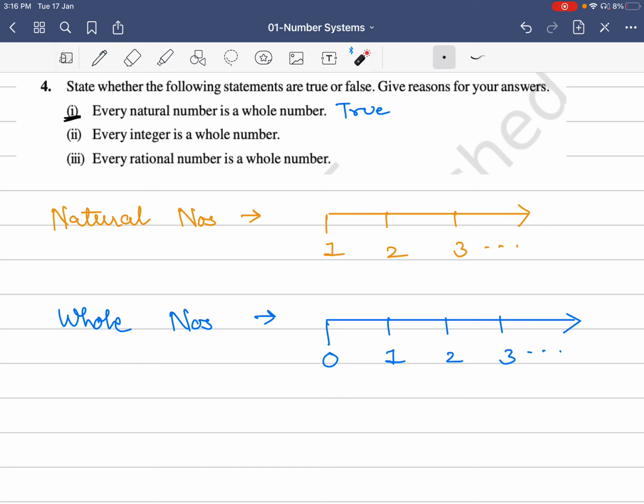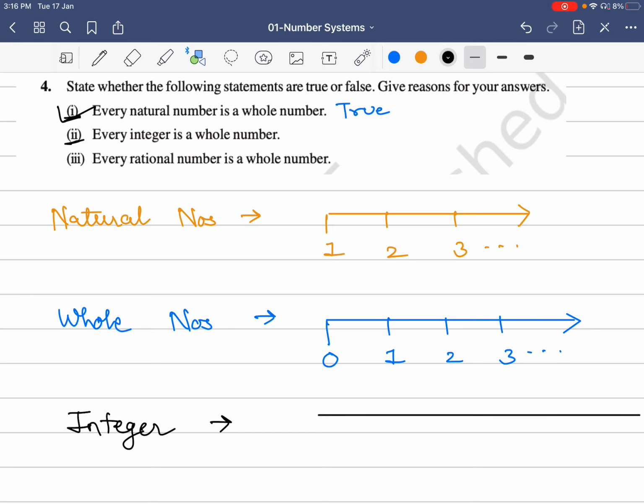Now let's go to statement number 2. Every integer is a whole number. We don't have an integer number line, so let's draw the integer number line. The integer number line is quite bigger because it has both the positives and the negatives. So it has an arrow on both the sides, first of all.